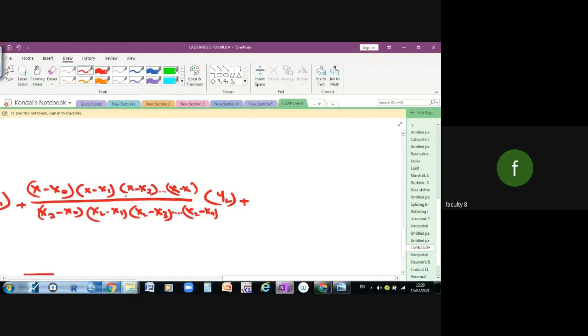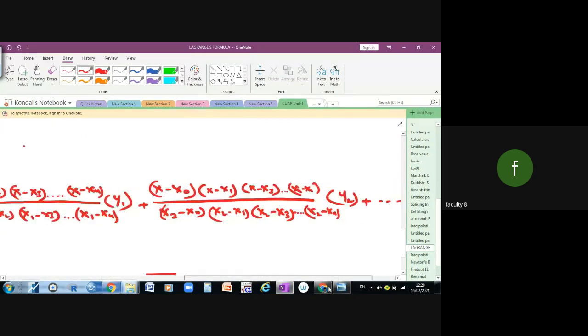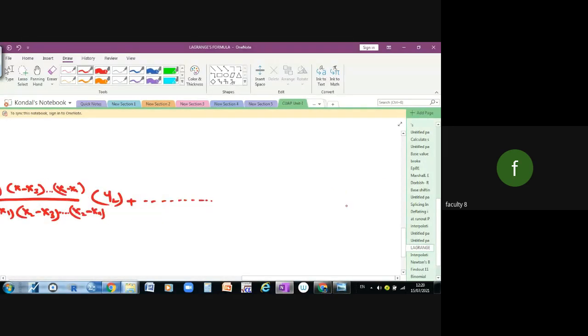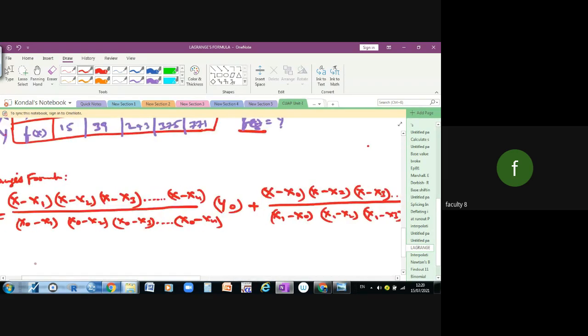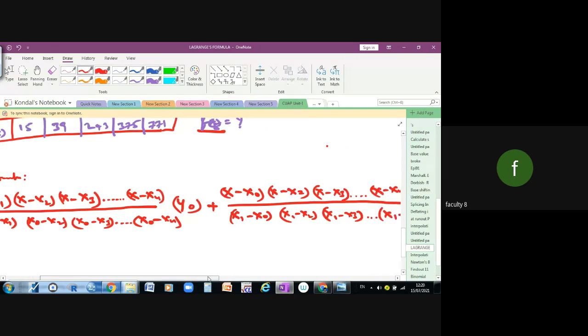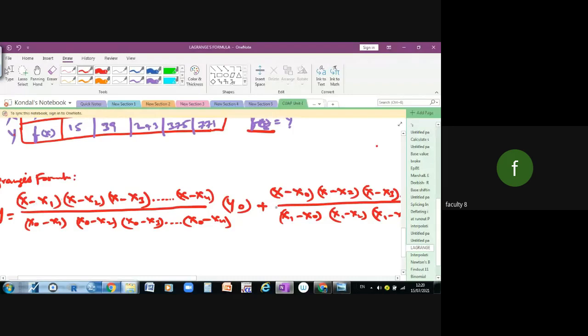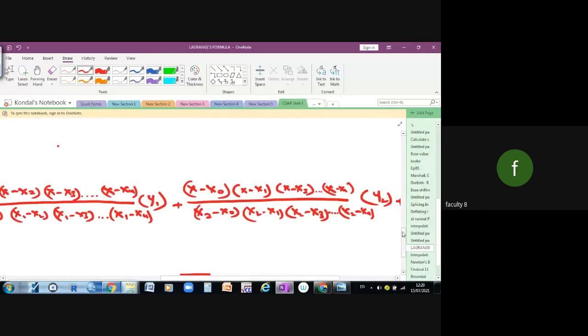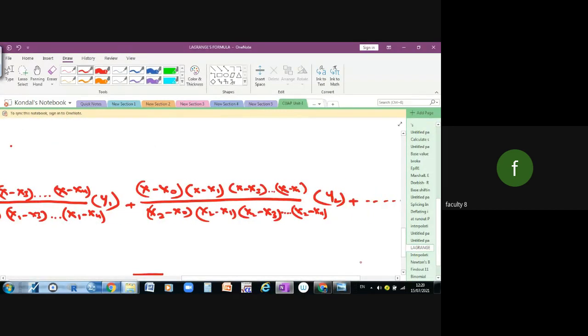So here, how many are there? We should take like this. For example, here we have taken only 3. So here, up to n number of observations we need to take. Have you understood this one? So here we have 5 variables, so up to 5: x0, x1, x2, x3, x4, x5 we need to take.